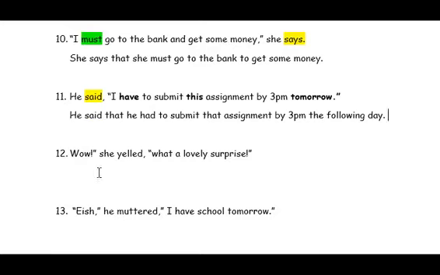"Wow," she yelled. "What a lovely surprise." So, guys, here's another rule that comes into play. Can you see how there is an interjective here? An interjective in English is any word that comes with a lot of emotion and usually ends with an exclamation mark. So an interjective could be like wow, hooray, yippee, eish, oh, etc.